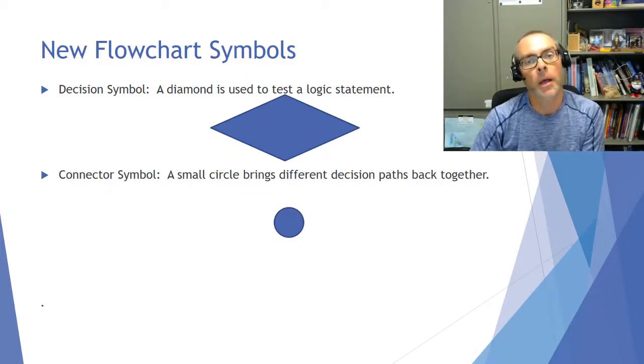And additionally, you need to be able to use the decision symbol, which is a diamond. One corner is your input, the other ones are possible outputs. And anytime you have separate paths or a decision being made, you need to bring those back together using a connector. You should never have more than one stop symbol. We always bring those back together and lead to one ending point.